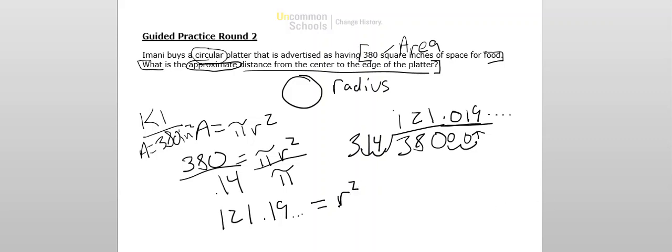So I have to find my radius. And in order to find the radius, I need to find the square root of 121.19. I'm going to forget about this here because I am being asked an approximate. And I know that the square root of 121 is 11 because 11 squared is 121. So my approximate radius here is going to be 11 inches.